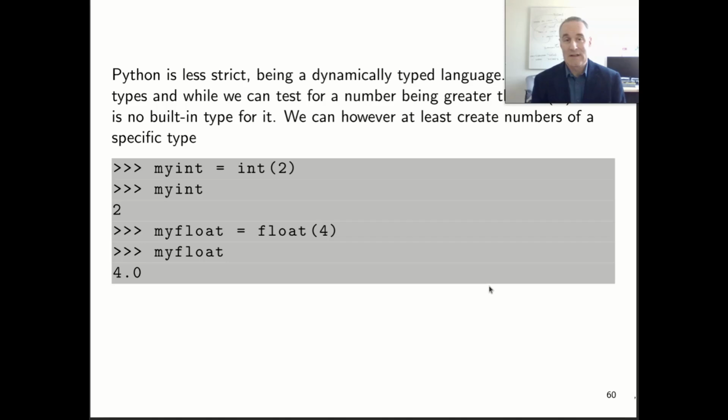So here's just an example. Let's say my int is equal to the int of 2. We print that out, we get just 2. If we have my float is equal to float of 4, when we print it out, we've said it's a float, therefore as a pretty print string from Python, it gets the decimal and a 0 after it.